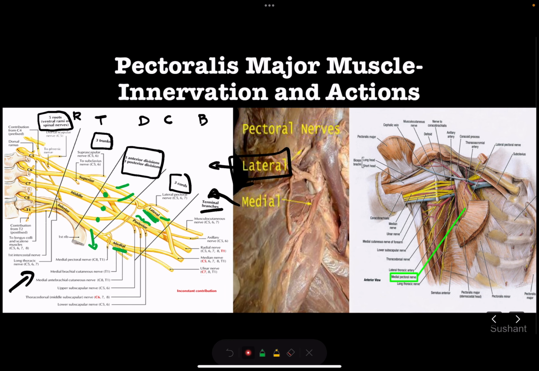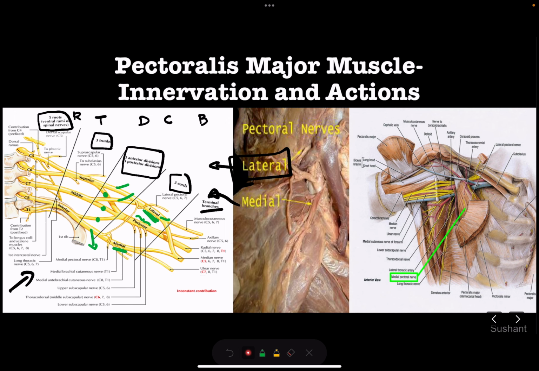The medial pectoral nerve first pierces the pectoralis minor, supplies it, and then supplies the pectoralis major muscle from its deep surface or undersurface. Right? So here the medial pectoral nerve is seen piercing the pectoralis minor muscle, then supplying the pectoralis major muscle. And here is the lateral pectoral nerve, after piercing the clavipectoral fascia, supplying the pectoralis major and minor muscle.